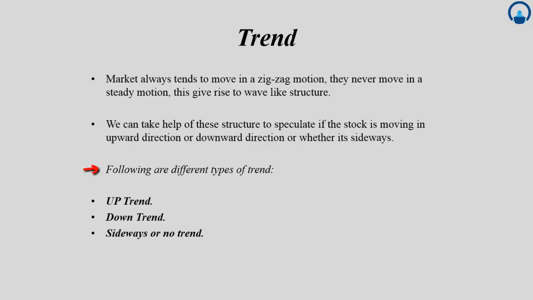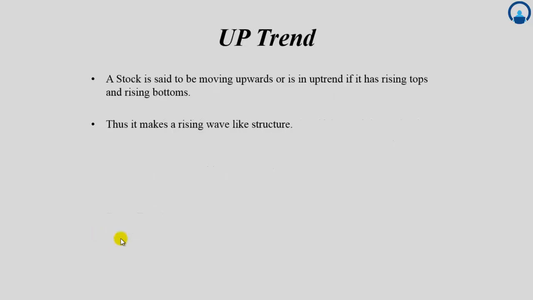Following are different types of trend: an uptrend, a downtrend, a sideways or non-trending market, or no trend. Let's go ahead. What is an uptrend? A stock is said to be moving upwards or is in uptrend if it has rising tops and rising bottoms. Thus it makes a rising wave-like structure.